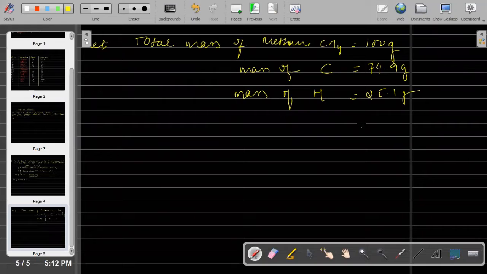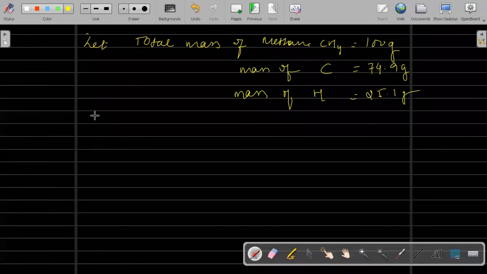So now you can calculate the number of moles of carbon and hydrogen. Now can we calculate the number of moles of carbon and hydrogen?